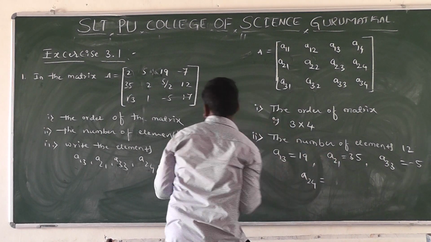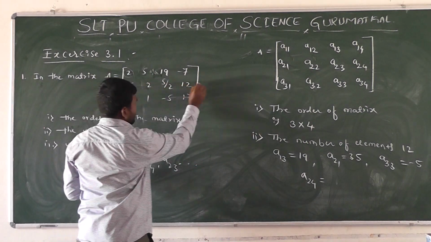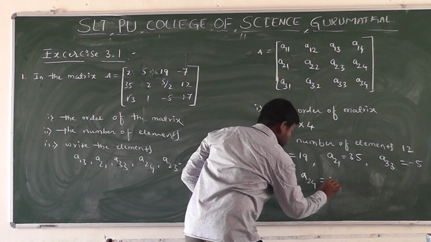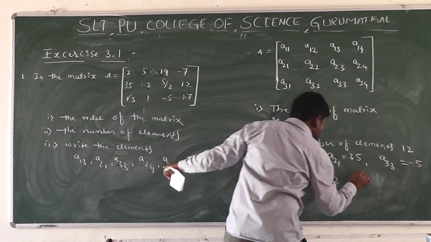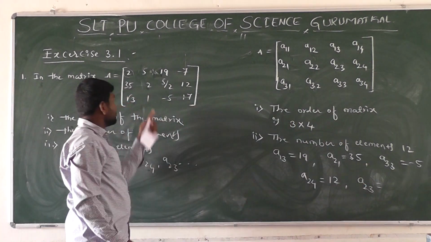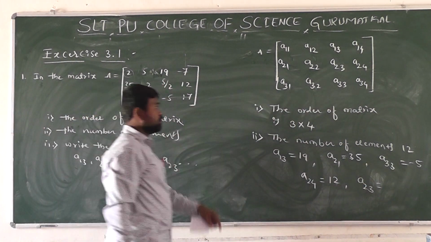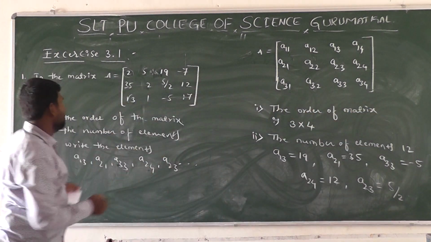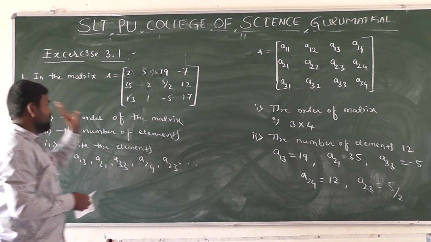Next, second row, fourth column. This is the second row, and this is the fourth column. The second row, fourth column element is 12. Next, second row, third column element: what is that? 5/2. Right? It's over. This is the first question's answer.